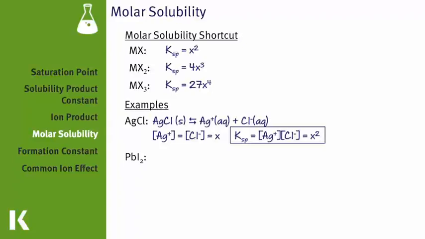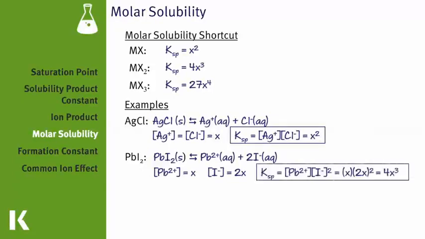Lead-2 iodide has twice as many halide ions as metal ions when dissociated. So, when assigning x, we place 2x for the iodide ion. Substituting into our KSP expression, then distributing out the squared sign over the iodide concentration, we find we have 4x to the third, because the 2 coefficient of the iodide gets squared, and then there is an x multiplied by x squared, giving us x cubed.